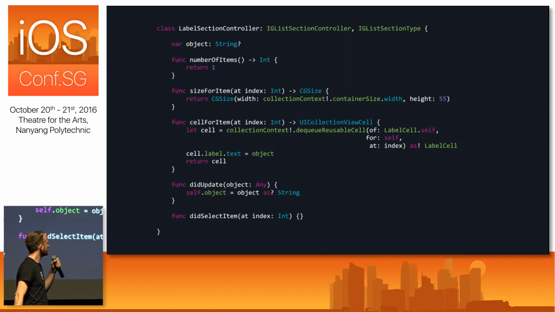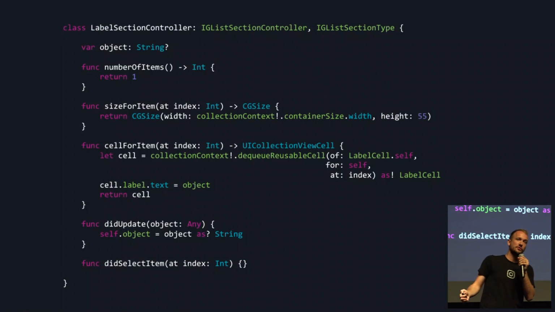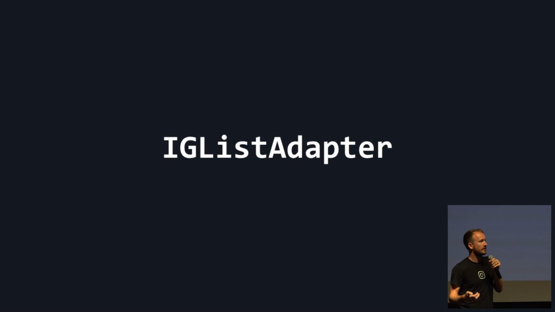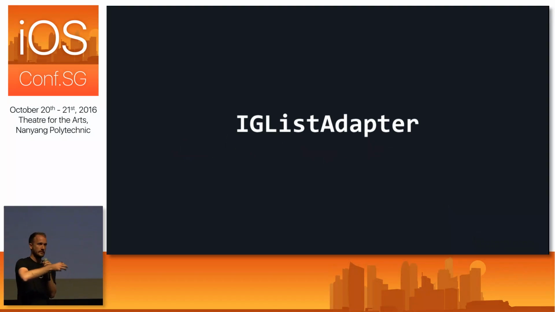And like I said, that's basically it. That's all it takes to build a section controller. But what good is a section controller without the infrastructure to power it? And that's where this class IGListAdapter comes in. That's what takes data, generates section controllers, and puts all of this stuff inside a collection view.